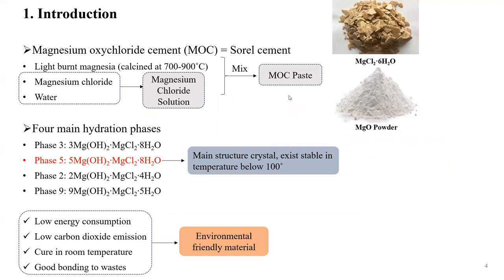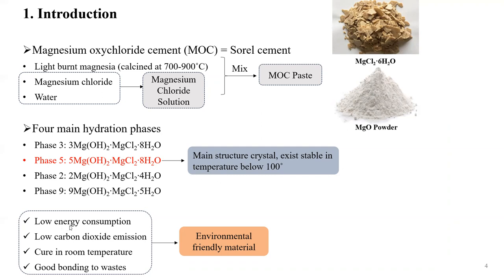So during the manufacturing of the MOC, there are four main hydration phases formed. But one of the most important hydration phases is phase 5. This is the main dominant hydration phase. This phase will stay stable when it's below 100 degrees. But if it is over 100 degrees, this phase will not be very stable. So this material is considered a green cement, MOC.